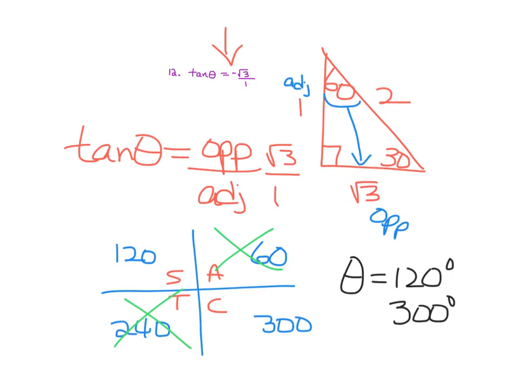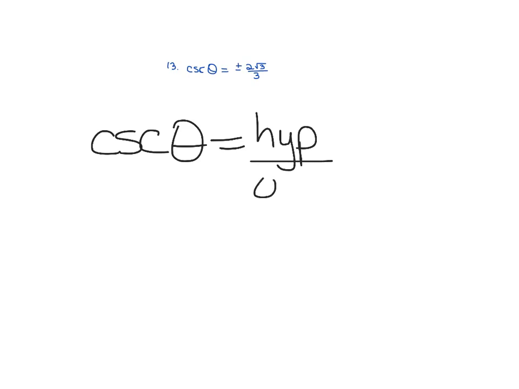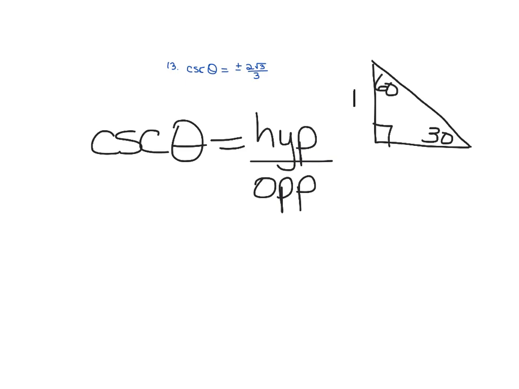The next one is cosecant. Okay, so for cosecant, I know that one's going to be hypotenuse over opposite. Again, I have here a root 3. So 30, 60, 90. Opposite 30 is 1. Opposite 60 is root 3. And opposite the 90 is the hypotenuse, and it's 2.